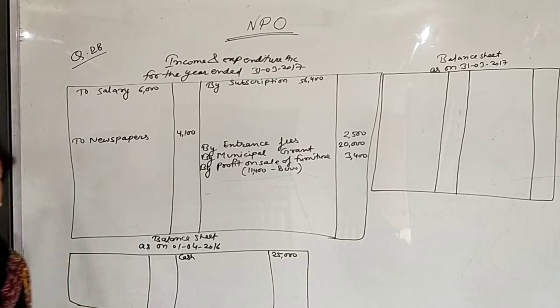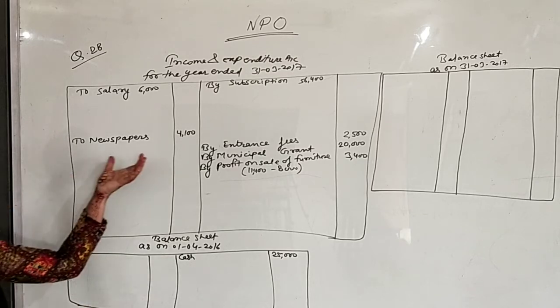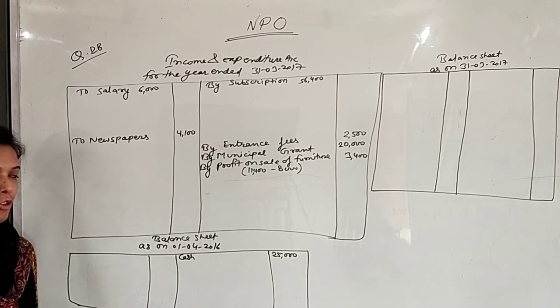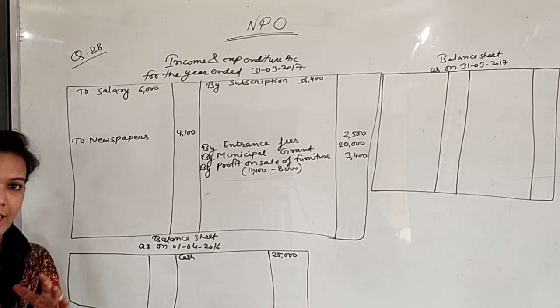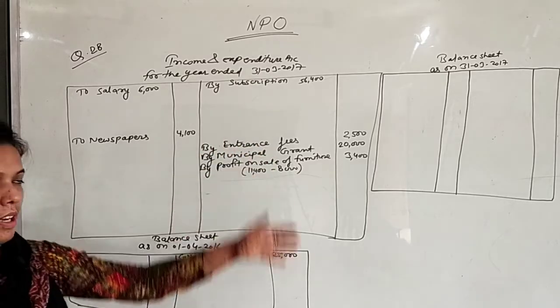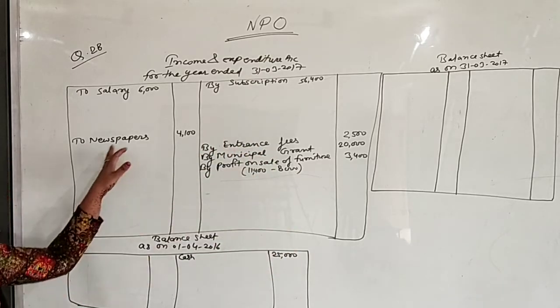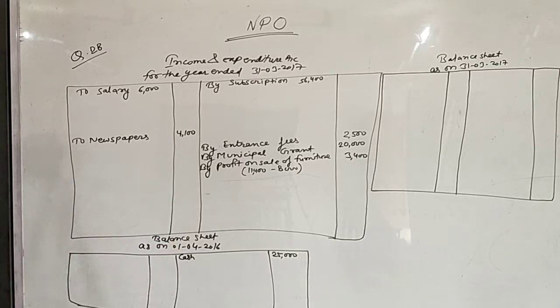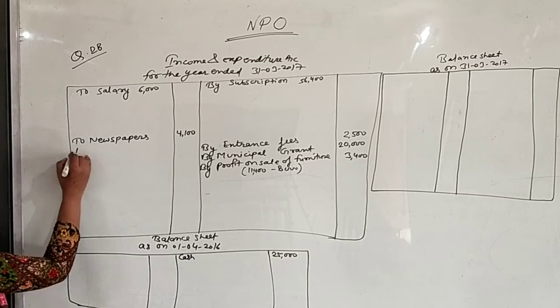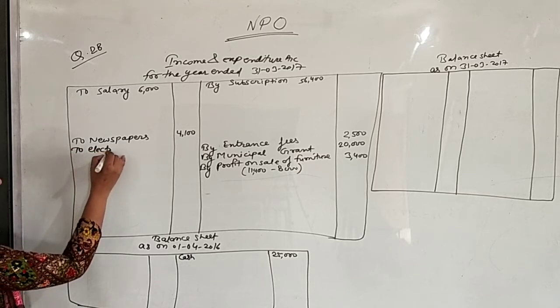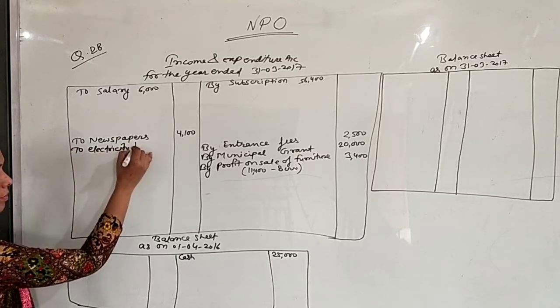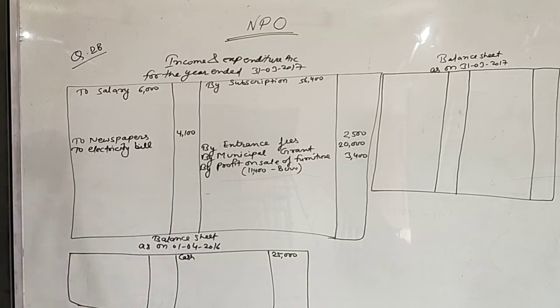So whenever you are selling the newspaper, that is your revenue income. But if you are dealing with books, that will be treated in the balance sheet. Okay, that's why we are writing newspaper here in the income and expenditure account. Electricity bill. This is also your daily operational expense. 2,000.